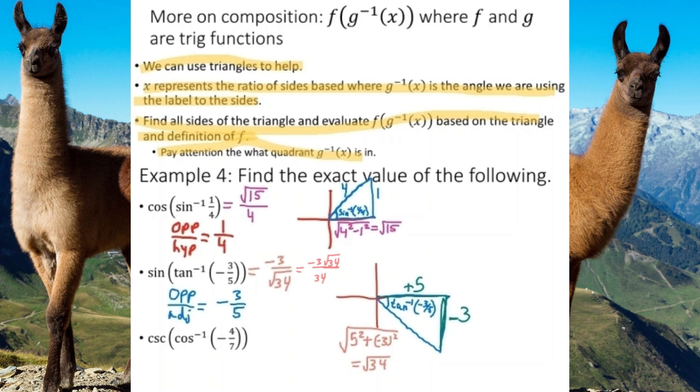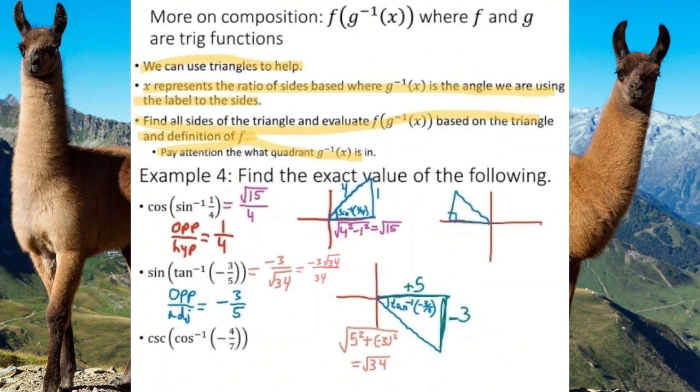Next, we'll evaluate cosecant of cosine inverse of negative 4 over 7. Just like our previous problems, we want to start off by drawing a picture of a triangle. Now this time, we're dealing with cosine inverse. Cosine inverse of a value represents an angle in either quadrant 1 or quadrant 2. Since we're trying to take the inverse cosine of a negative value, we're trying to find an angle such that cosine is negative. So we know our terminal side is in the second quadrant. So here we're going to put our right triangle.